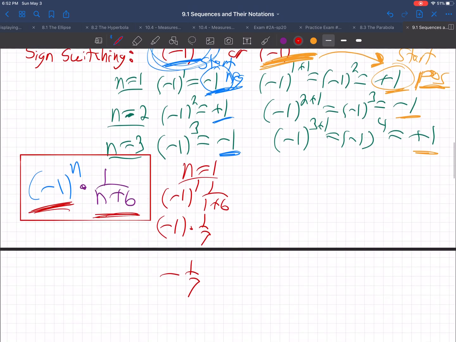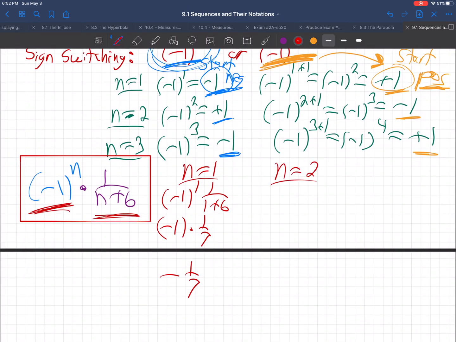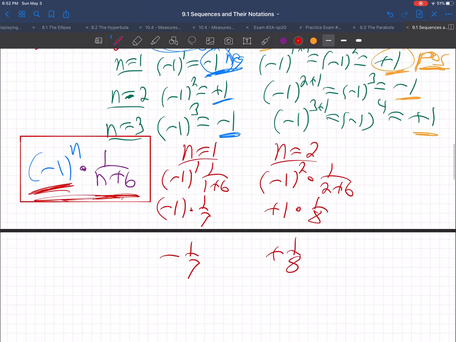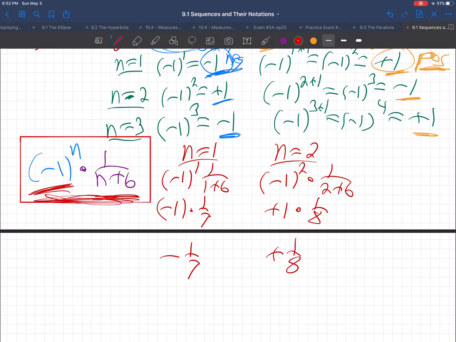If I plug in n equals 2, what do I get? Negative 1 into this formula times 1 over 2 plus 6, which is positive 1 times 1/8. That's positive 1/8, which indeed is our second term, etc. See how this formula is working perfectly to crank out those terms.